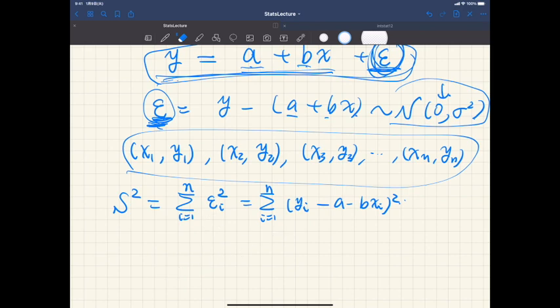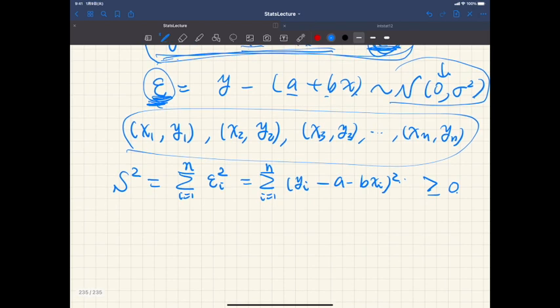Some errors may be positive, some errors may be negative, and if you just add all those errors, they will cancel out. The positive part and negative part will cancel out and give you just 0. But if you square it, it won't cancel. So this has some meaning. It is always positive, right? If you're lucky, it can be 0, but never negative.